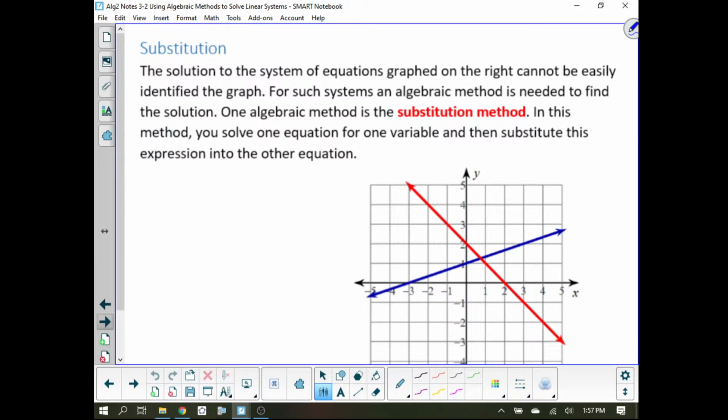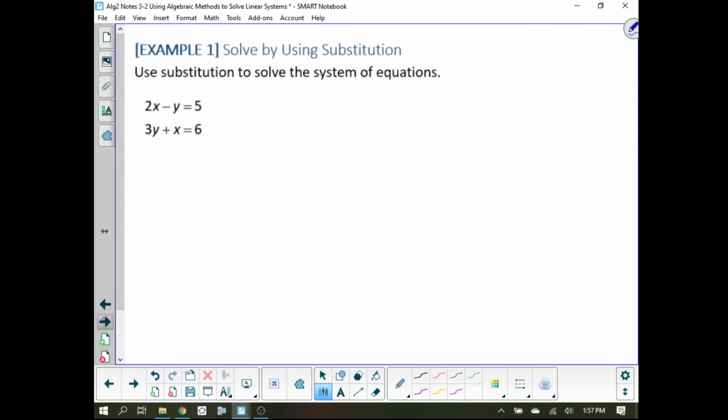Remember yesterday we said that graphing was not a great method for solving systems because not all systems have to have nice solutions. Here I have a system of 2 equations. The solution is this point right here, but I can't tell exactly what that point is. It's going to be some messy fraction or messy decimal, and we can't tell what it is just by looking at the graph. So we need a better system. One of the main ways to solve a system of equations is to use the substitution method. So that's what we're going to do in this first system.